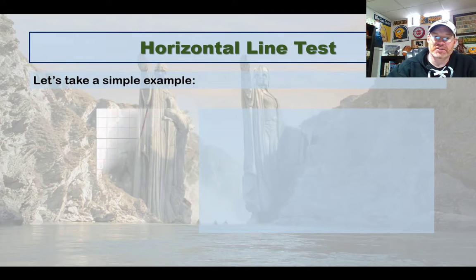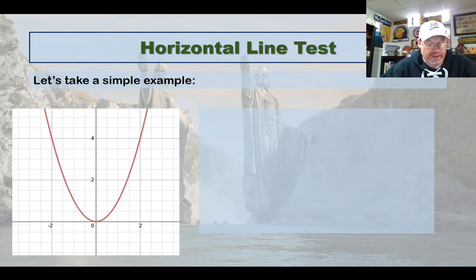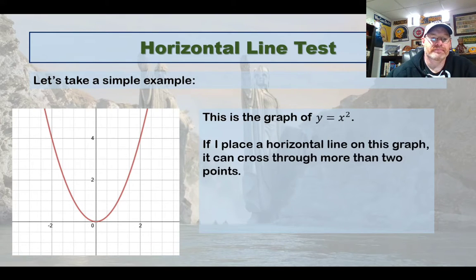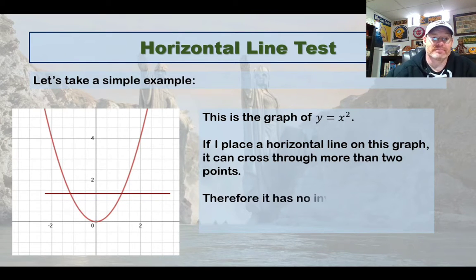Here's a really simple example, something that you would probably look at and think to yourself, well, yeah, it's just a parabola. It's just an x squared function. Of course, it has an inverse. Well, you take a look at that horizontal line, and it's crossing through in two spots. Okay, that doesn't mean that it isn't a function. It means that there is no inverse to this particular function.